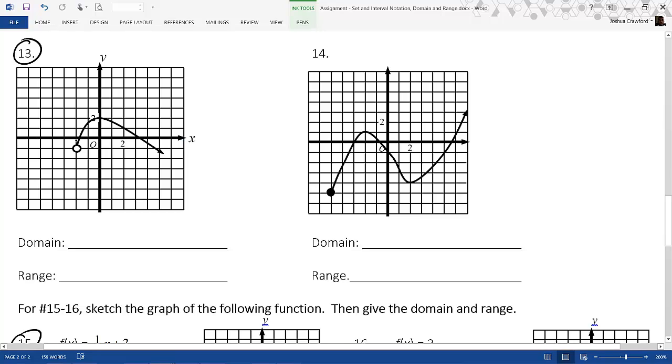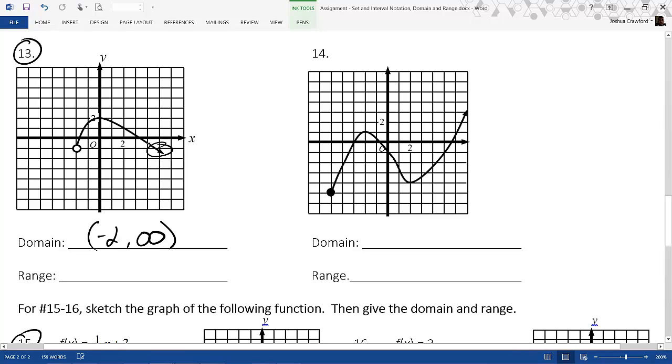So the leftmost number right there intersects at negative 2, and then goes all the way to the arrow, which means infinity. Now that's an open circle at negative 2, so we're going to have a parenthesis, and then infinity always has a parenthesis. Now your range, remember, is bottom to top.